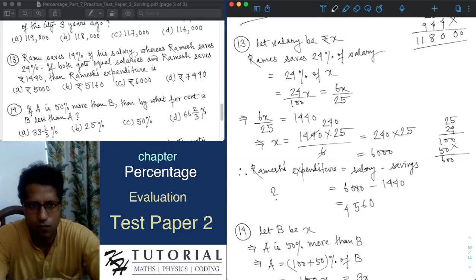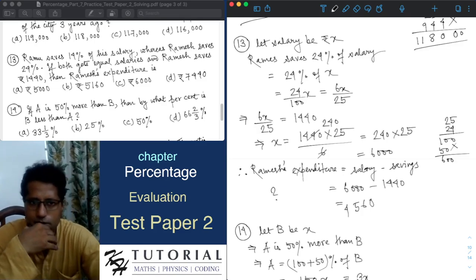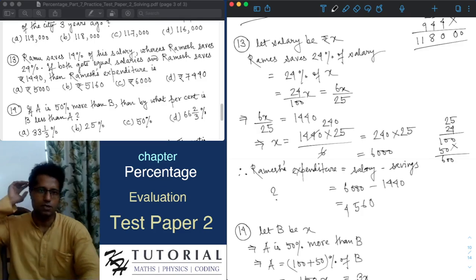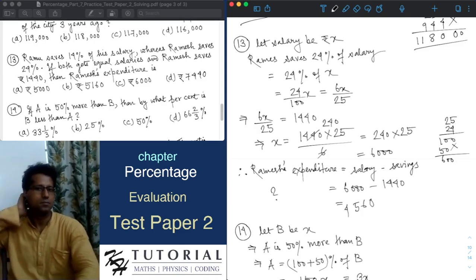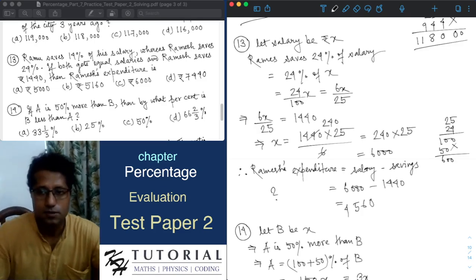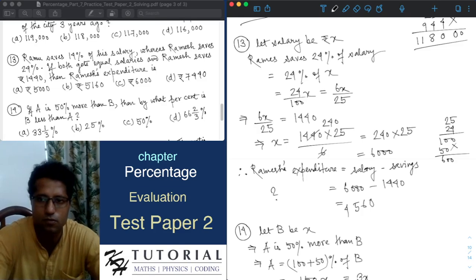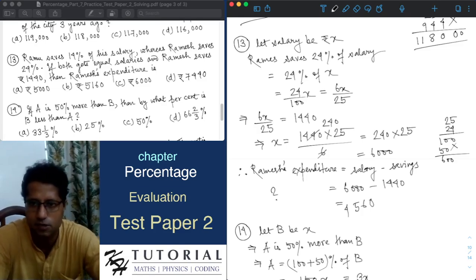I am wondering why the percentage of Ramu is given. Why is the percentage of Ramu's saving given? Because it is not at all being used. So I'm wondering if it is asking Ramu's expenditure or not. Okay, let's see. Let the salary be X. So Ramesh saves 24% of the salary. So 24% of salary is 24% of X, which is 24 by 100 into X. That is 6X by 25.